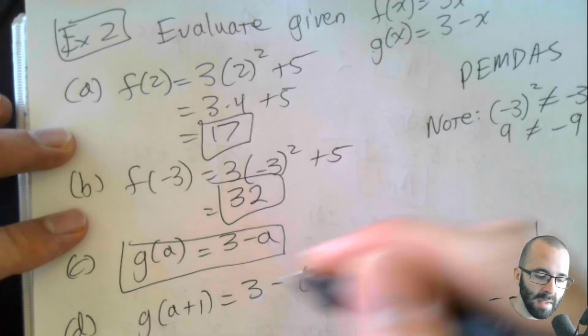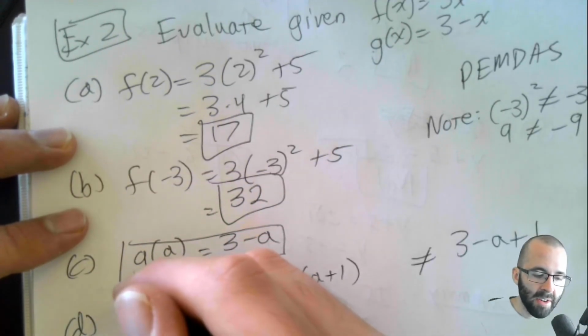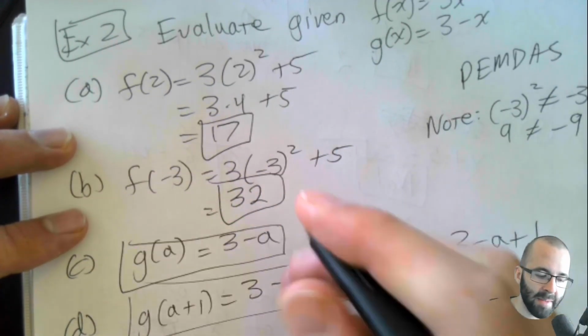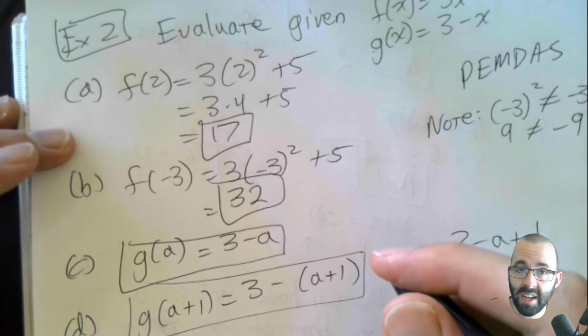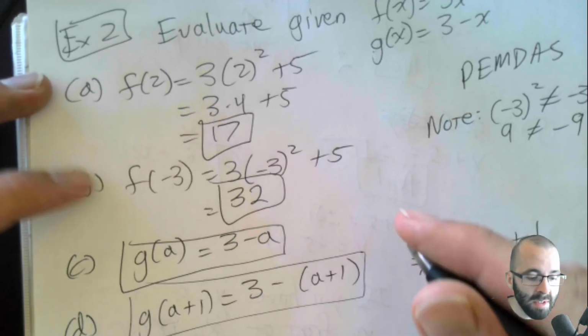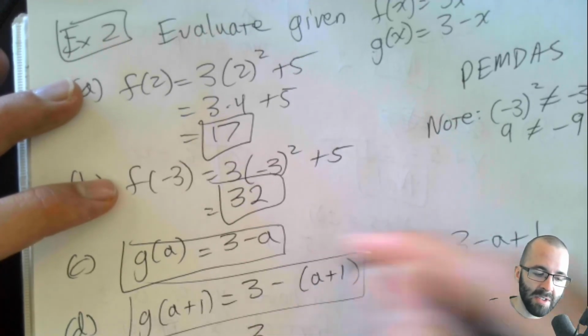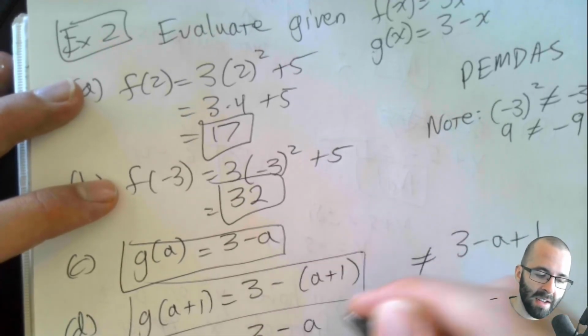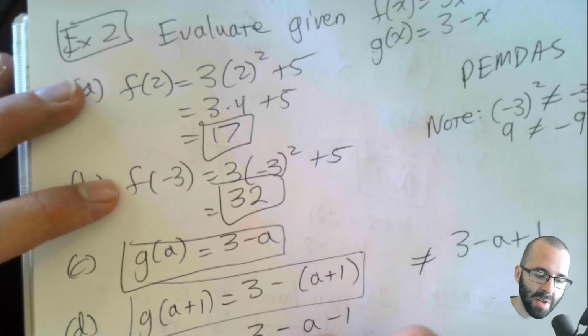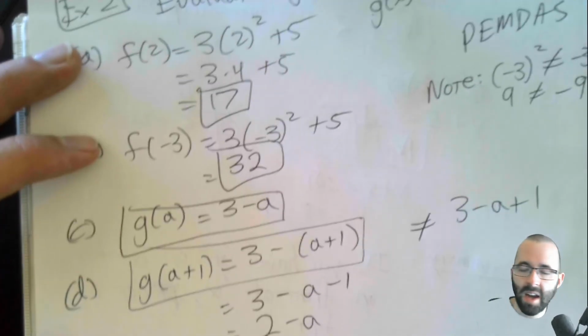Okay. And again, I'm not going to require you to simplify. I'm going to accept that. But if I do state, which is unlikely but possible, that I want you to simplify, you distribute that negative. 3 minus a minus 1. 3 minus 1 is 2. You get 2 minus a. I would also accept that.